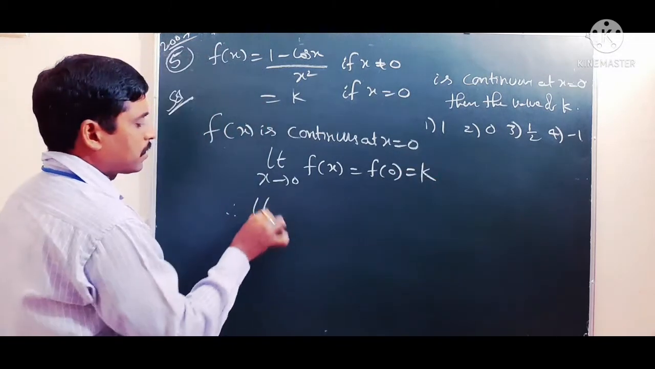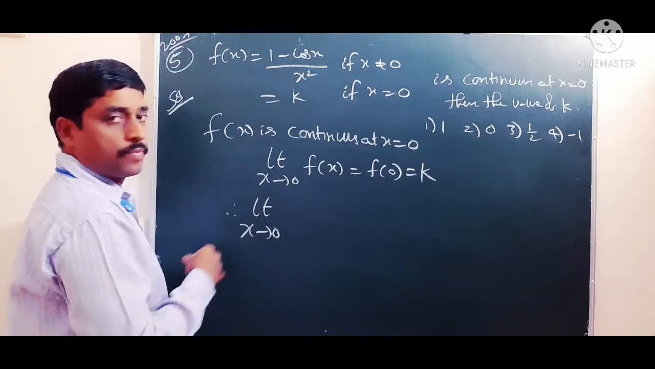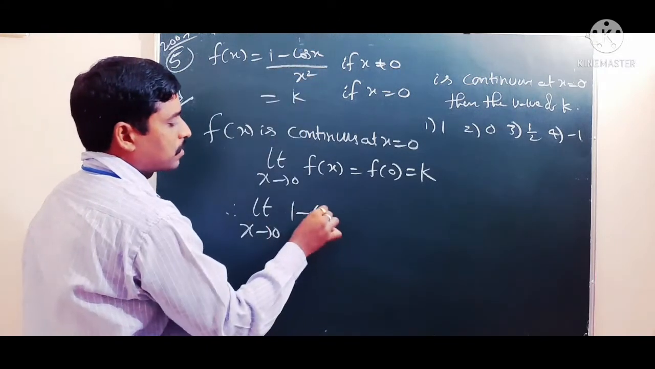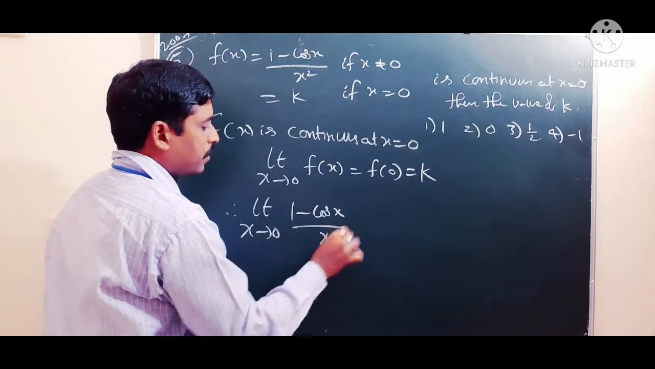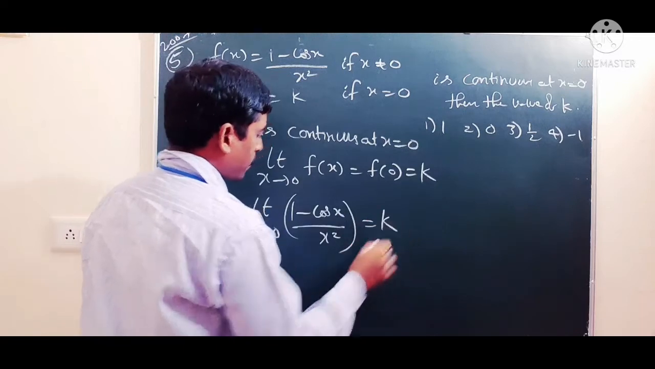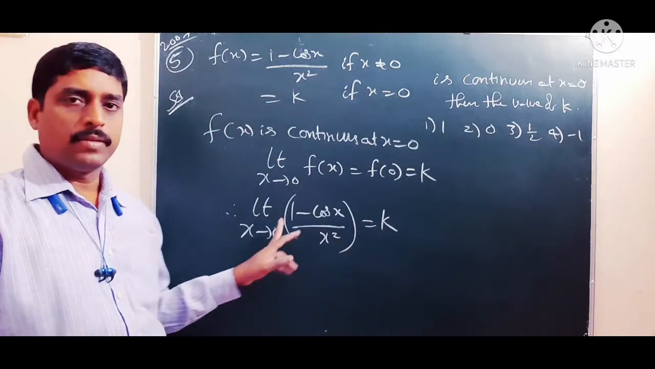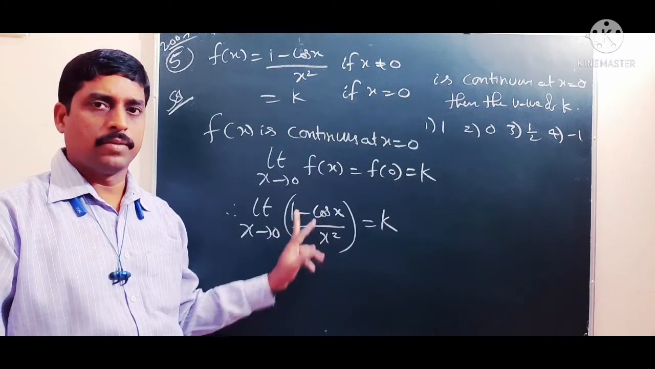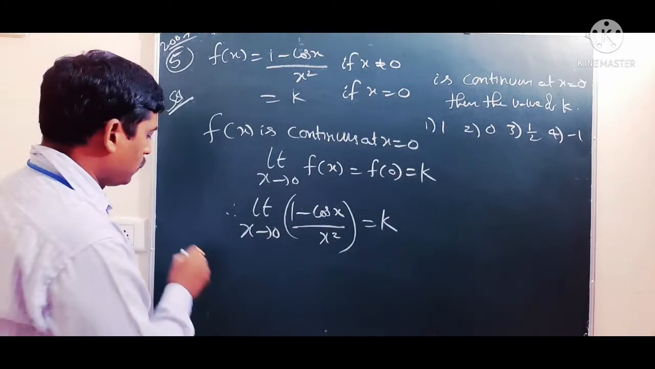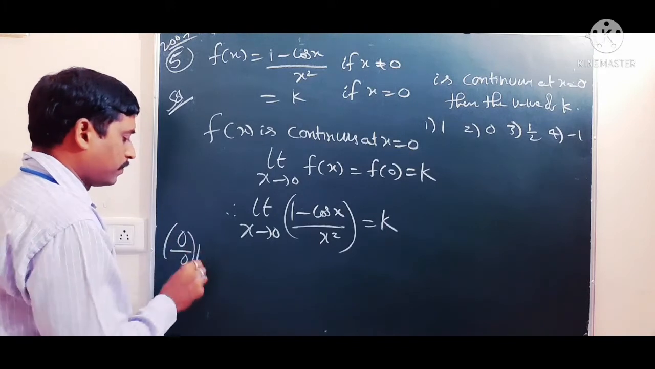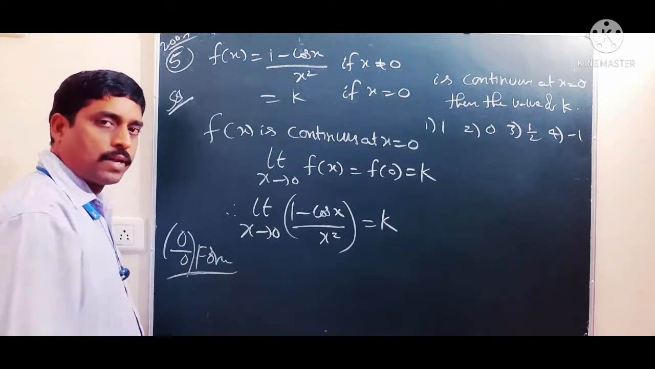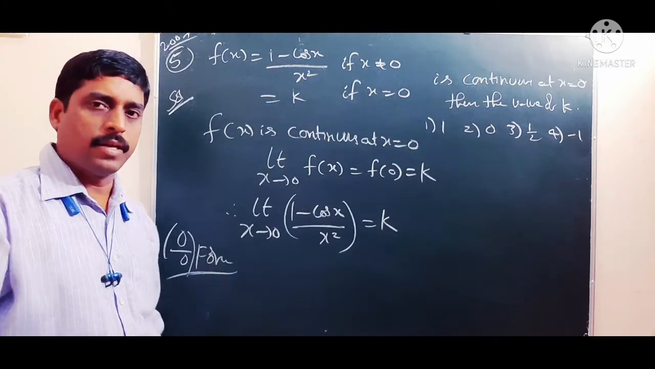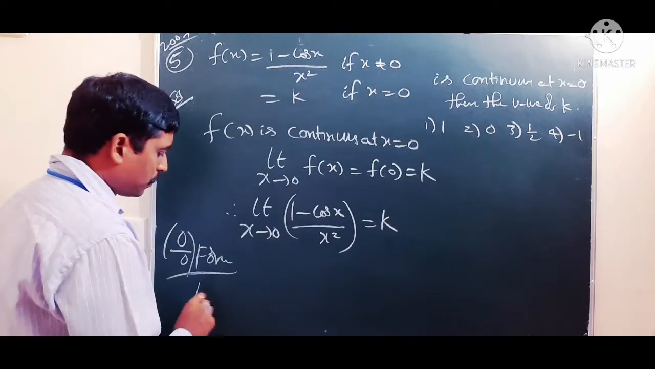So therefore limit x tends to 0, the f of x value is given as 1 minus cos x by x square. So this will be k. So put the expression 0, 1 minus cos 0. Cos 0 value is 1. 1 minus 1 is 0. 0 by 0 form, this is an undefined form. So 0 by 0 is an undefined form. So by using L'Hospital's rule.